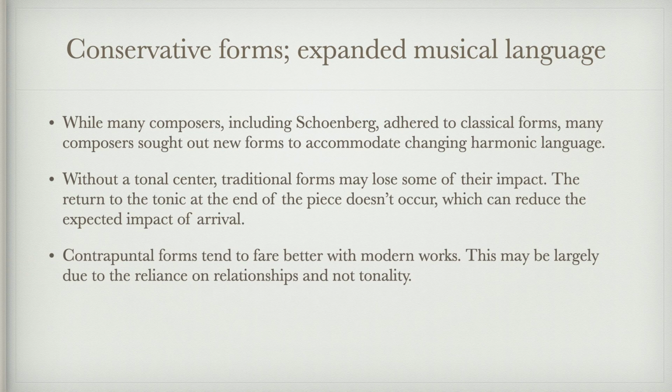So contrapuntal forms tend to fare better with modern works, and this makes a lot of sense if you think about it, but it's largely due to the reliance on relationships and not tonality. If you have several melodies playing at the same time in a classical, romantic, or Baroque period piece, that would be difficult because you have to treat dissonances very carefully. But in a 20th, 21st century piece where we have liberated the dissonance, or to quote Stravinsky, the emancipation of the dissonance has taken effect, then we are able to get away with more dissonant sounding contrapuntal lines. So that actually makes contrapuntal forms a lot easier to work with in the 20th and 21st century.